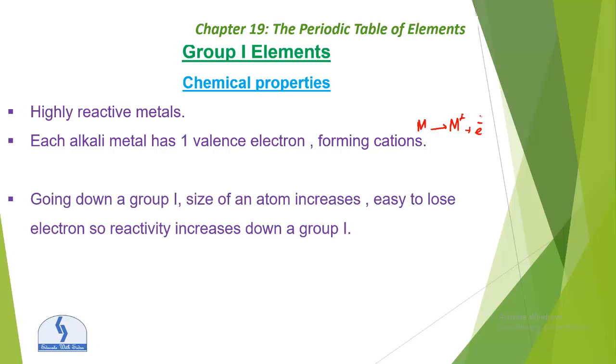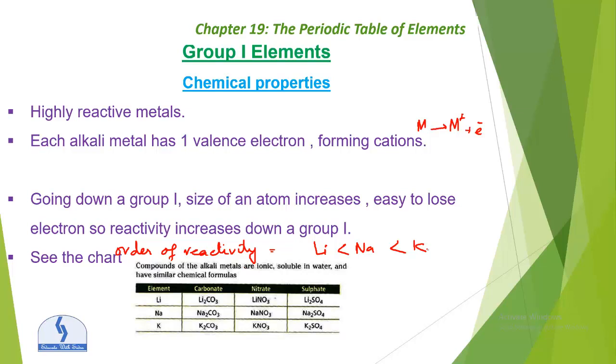As we are going down group 1, the size of an atom increases. It is easier to lose electrons, so the reactivity increases down group 1. So the order of reactivity will become: lithium is less reactive than sodium, and sodium is less reactive than potassium. Or we can say that potassium has more reactivity as compared to sodium and lithium, right? You can see the chart over here.